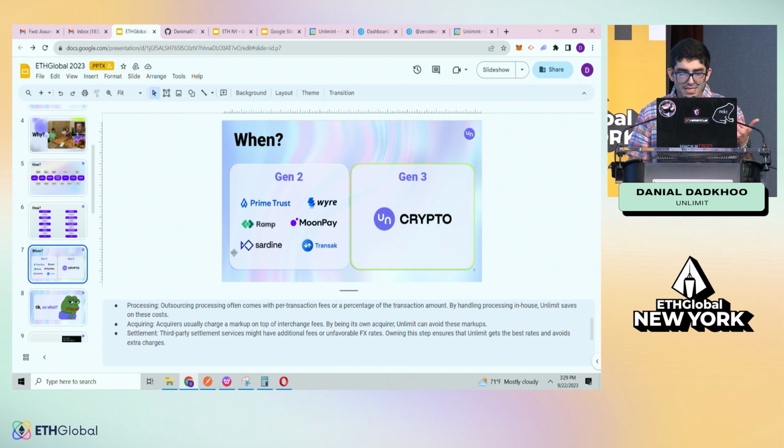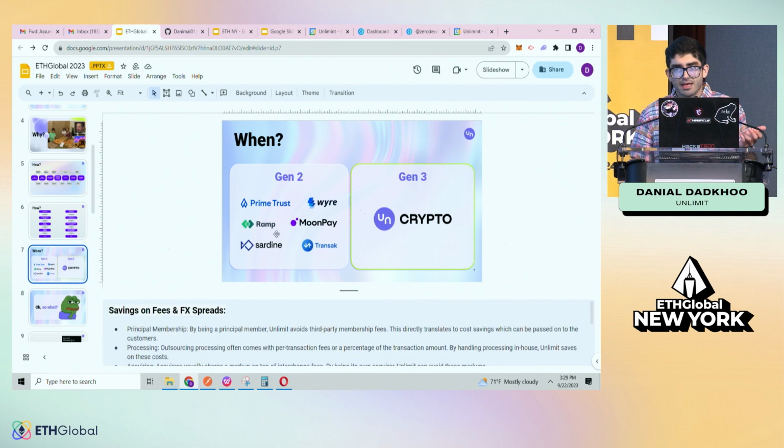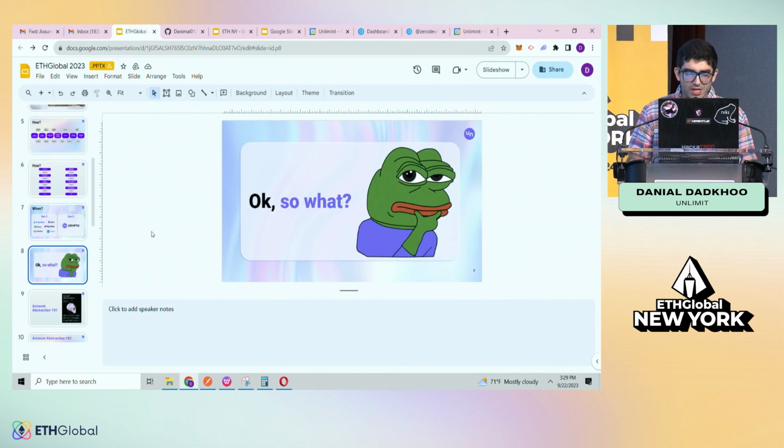And then obviously you have the processing, the acquiring, the settlement. There are fees being taken off at every route. But we are able to bypass that because we own the entire stack. So the question is, so what, right? Okay, so what does that mean?